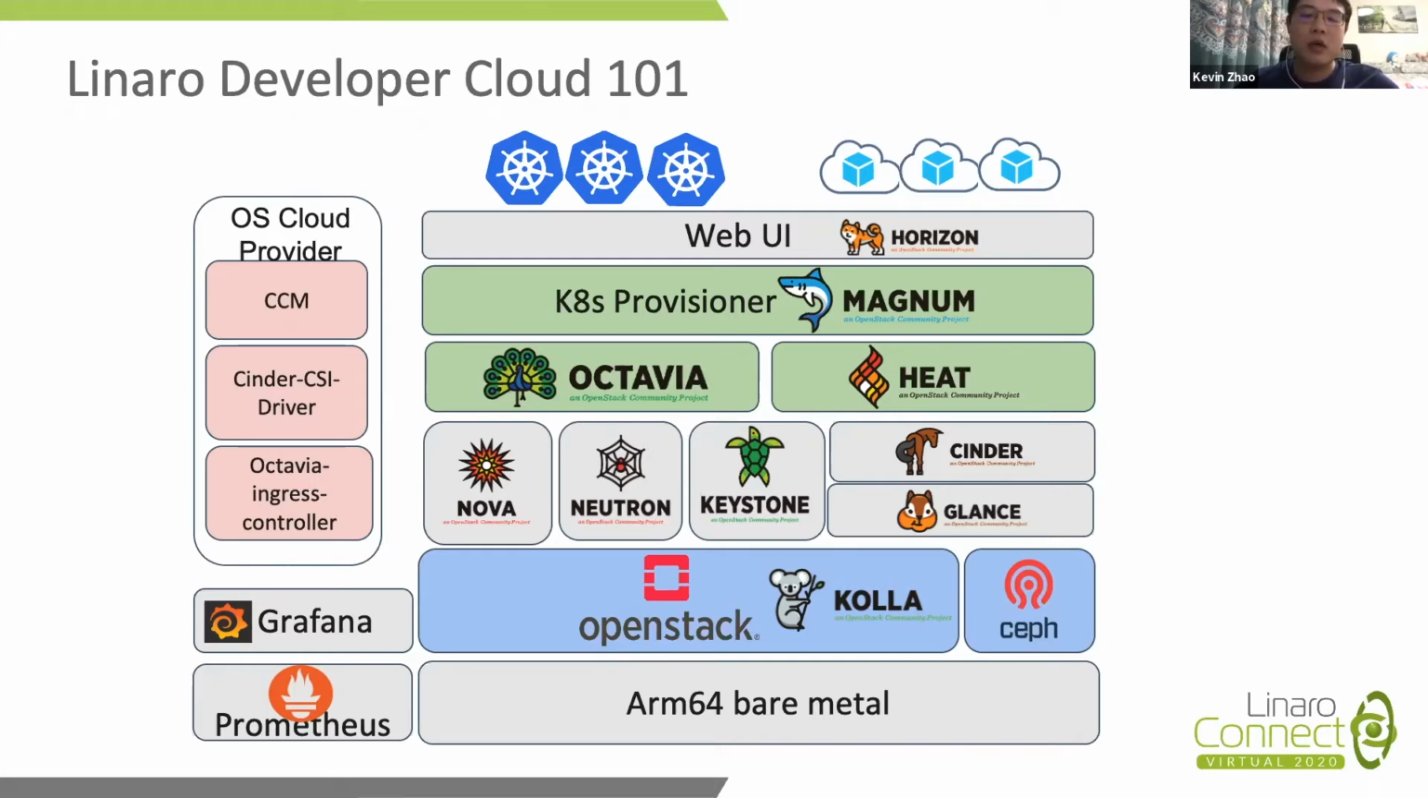So as we know, the OpenStack cluster also needs several controllers to handle the resource interaction with Cinder and with the network. So we need several red blocks. We can see in the picture, it is the OpenStack cloud provider. It includes the cloud controller manager, the Cinder CSI driver, and also the Octavia ingress controller, which serves as the load balancing service for the applications that will be deployed in Kubernetes.